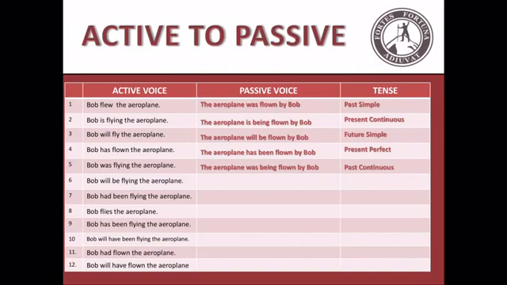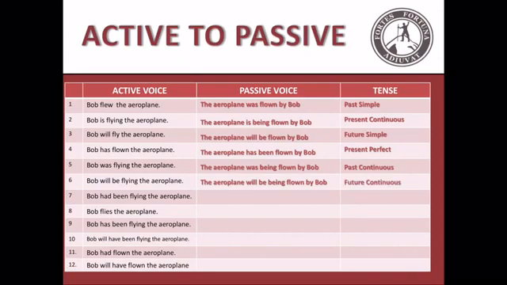6, Bob will be flying the aeroplane. The aeroplane will be being flown by Bob. Getting a little complicated. And that is a future continuous sentence.